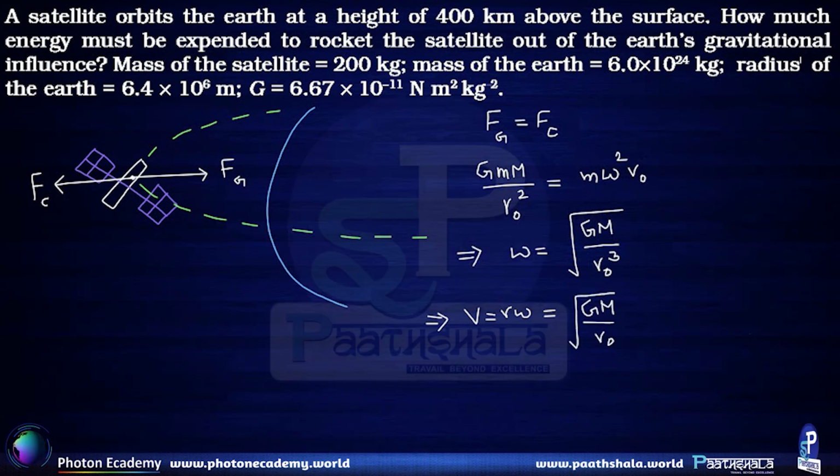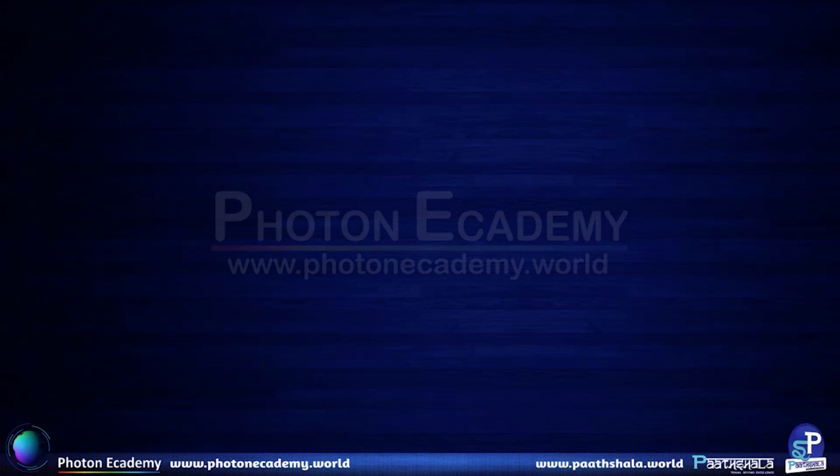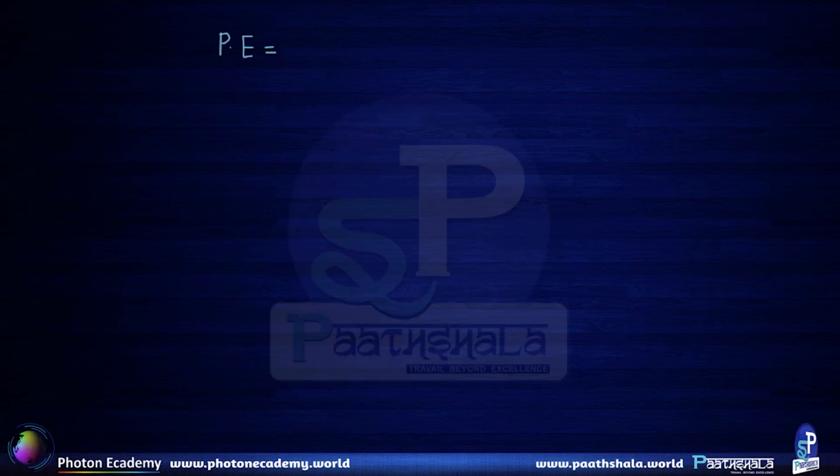When we have the velocity (GM/R0)^(1/2), the kinetic energy possessed by the satellite is going to be ½mv², and this is going to be equal to ½m(GM/R0), which is GMm/2R0. And also we know the potential energy, when the body is at a distance R0 from the center, is given to be −GMm/R0. And also we have kinetic energy as GMm/2R0.